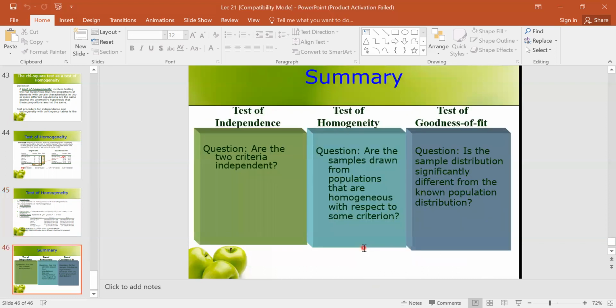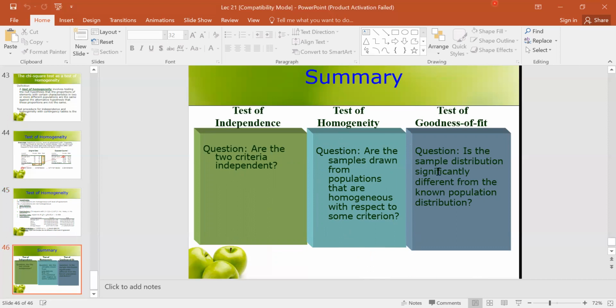Now let us conclude. Basically, the test of independence is used when we have the question: are the two criteria independent? Are the two criteria associated? Do the variables have a strong association or not? So we choose the test of independence in chi-square. Whereas homogeneity means: are the samples drawn from populations that are homogeneous with respect to some criteria? And the alternative is that at least one is different.